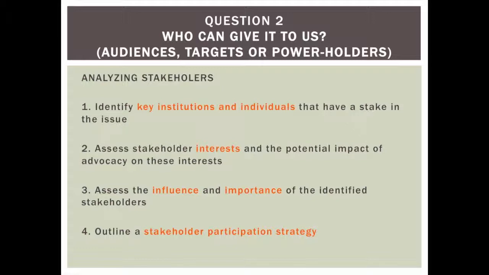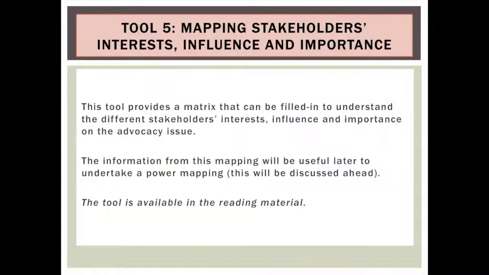Fourth, outline a stakeholder participation strategy. This plan can help us determine what would be the most appropriate way to involve different stakeholders at various stages of the advocacy effort. To help you undertake a stakeholder analysis, you can use a matrix to map out stakeholders' interests, influence, and importance. Please look up this tool in the reading material for this unit. The information from this mapping will be useful later to undertake a power mapping, which is coming up ahead.